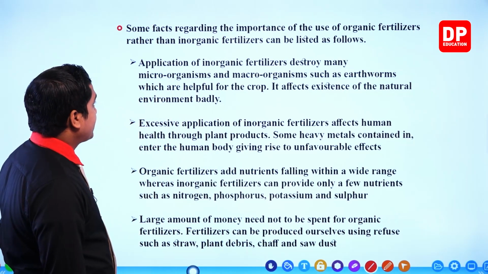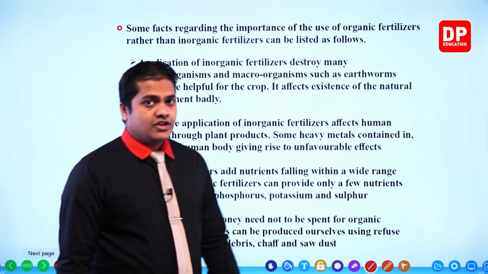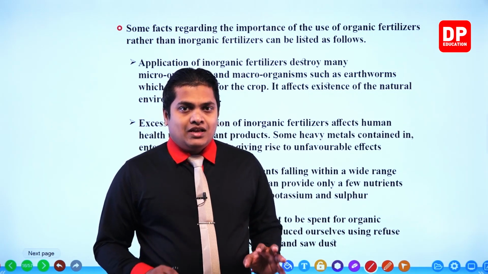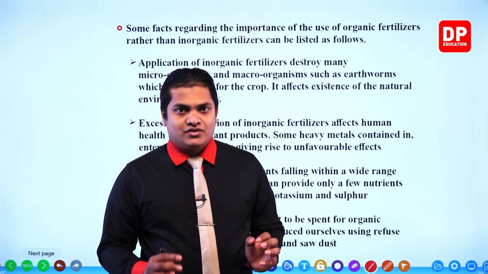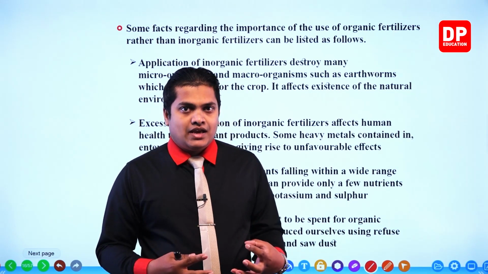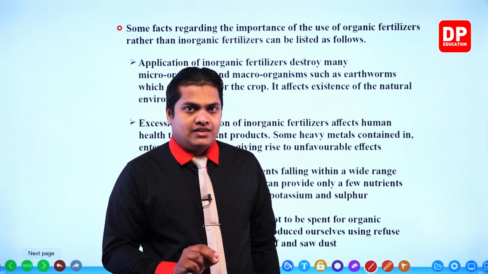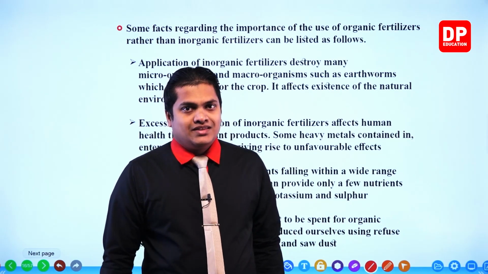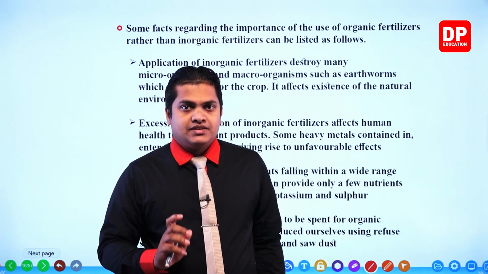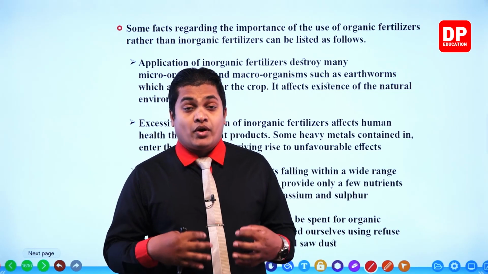Let's see. Application of inorganic fertilizers destroys many microorganisms and macroorganisms such as earthworms, which are helpful for the crop. It affects the existence of the natural environment badly. So you know that, my dear children, our earth or our soil has soil organisms like earthworms, different kinds of insects and also different kinds of microbes. So when you add chemicals day by day and increase the chemical concentration added to the soil, what will happen? It will directly affect the existence of these organisms. These chemicals will directly harm their nervous system and other systems, and they will get destroyed because of that.